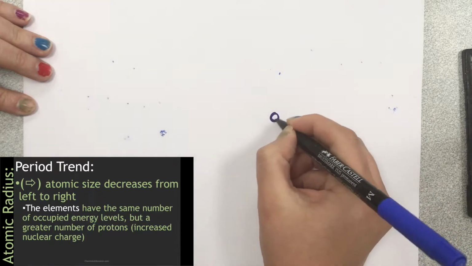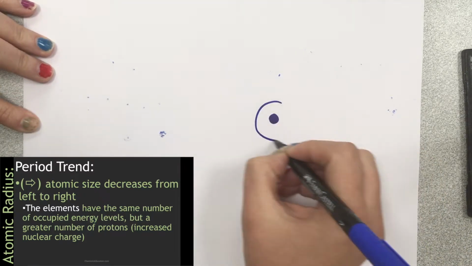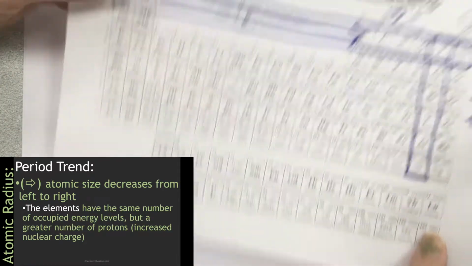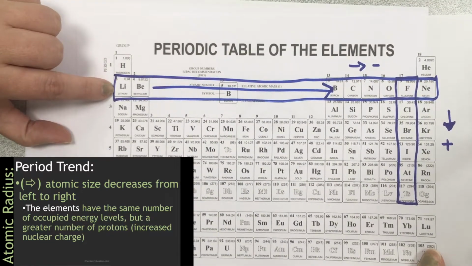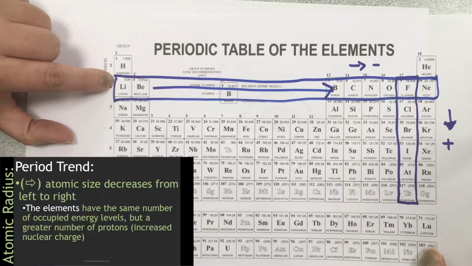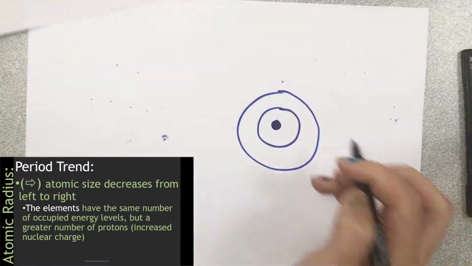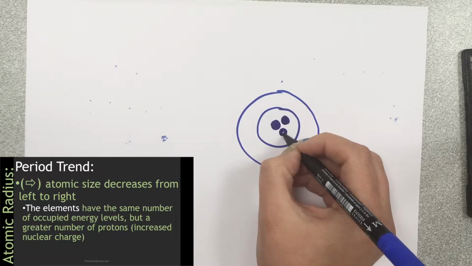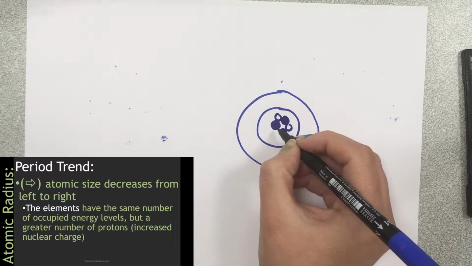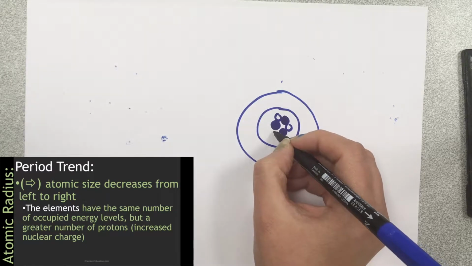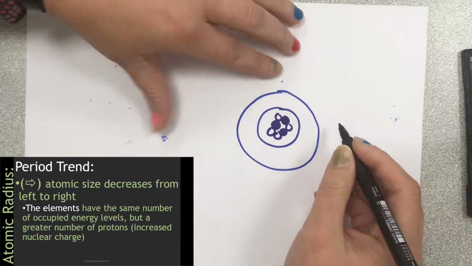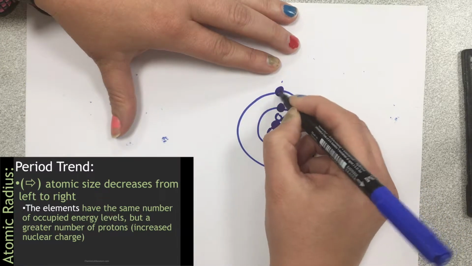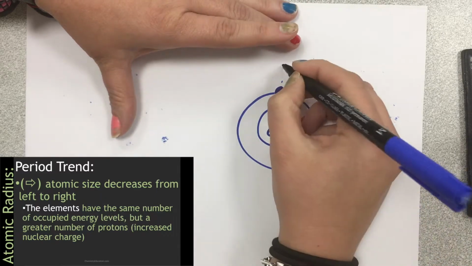So we have this nucleus, and let's just do 2 energy levels. Let's do lithium. Lithium is number 3, so we have 3 protons here. We'll just draw 3 protons, and we'll say the mass number is 7, so there are 4 neutrons in there somewhere. And then we have 3 electrons. So 1, 2, 3. We have 3 electrons in lithium.